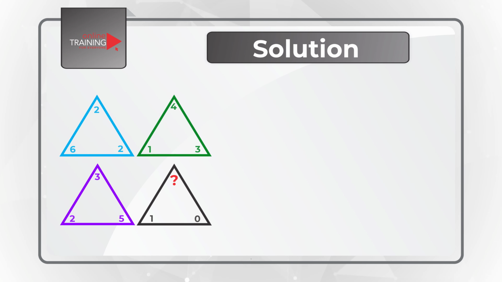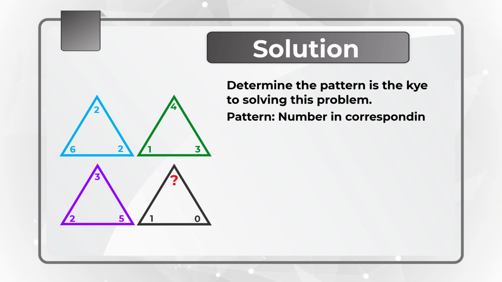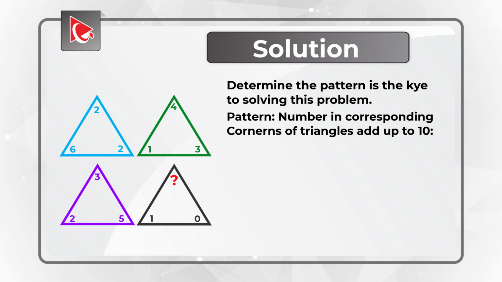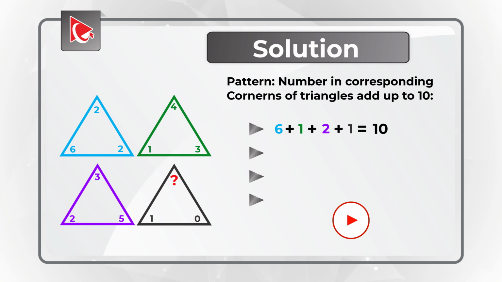As I mentioned, the trick about this problem is that the number can be calculated. And the key to calculate it is to determine the pattern. The pattern here is that the numbers in the corresponding corners of the triangles all add up to 10. Let's do the math and start with the bottom left corner. 6 plus 1 plus 2 plus 1 equals 10.